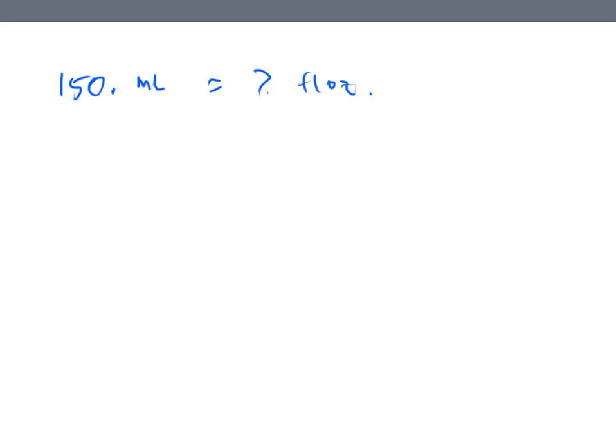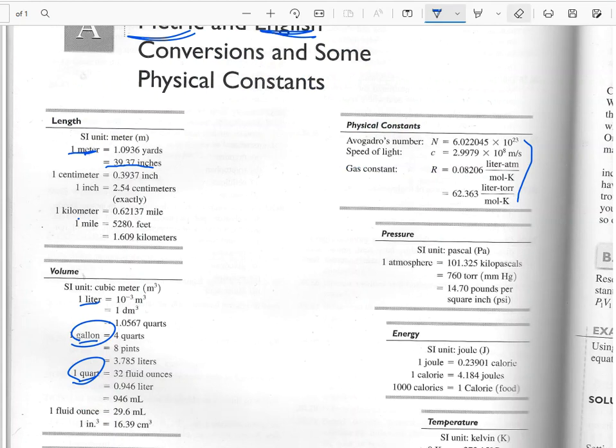All right, so I need that Appendix A, and I need to look for milliliter and fluid ounce. So this sounds like it's going to be in the volume category, and it is. It's down here in that section. Milliliters and fluid ounces. All right, so I see liter, nothing here in the top one. And then here I see gallon, quart, pint, liter. And then here I see quart and fluid ounce, quart and liter, quart and milliliter. And then here I see fluid ounce and milliliter. So it might look like that's probably what we need, right?